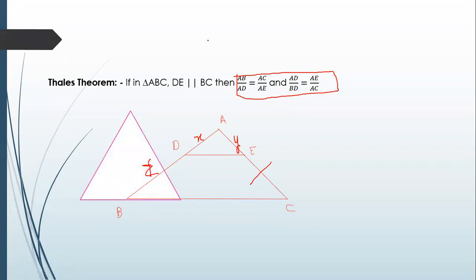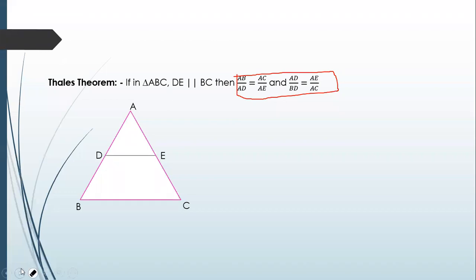Okay, so the figure is also given here. So let me remove this drawing. So you can see the figure is also given here. So from here we can tell one thing, see. From here you can tell that AB by AD is equal to AC by AE and AD by BD is equal to AE by AC. So this is known as basic proportionality theorem or the Thales theorem. So let us move.